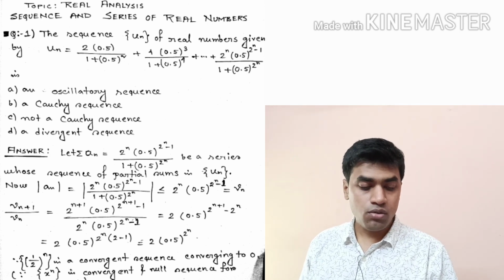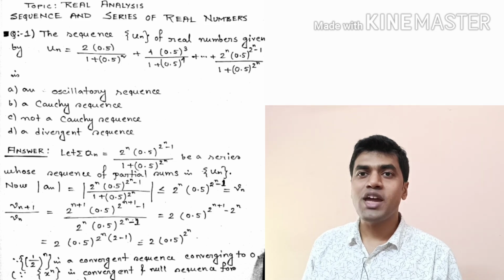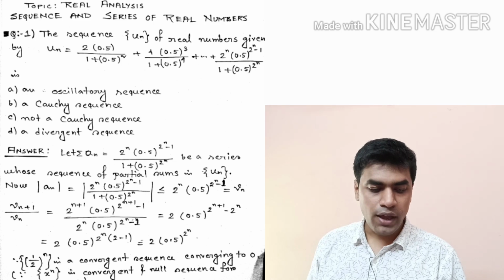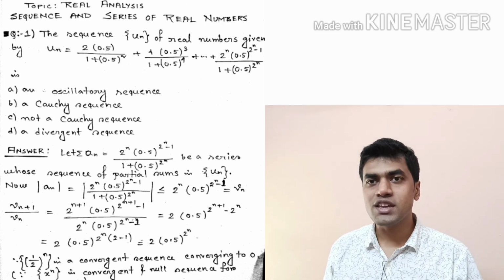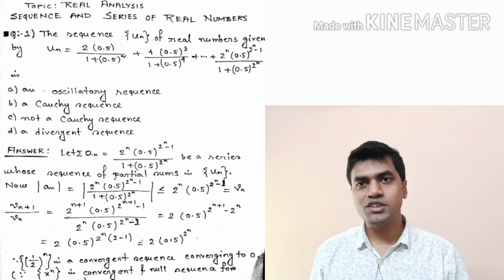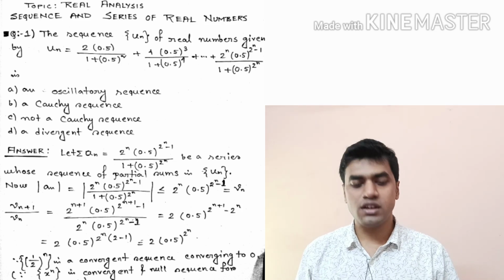Okay, and now Vn plus 1 by Vn, we are to apply D'Alembert's ratio test. Recall the fact that if Vn plus 1 by Vn gives a limit as n tends to infinity, and if that limit is less than 1, then that series becomes convergent.